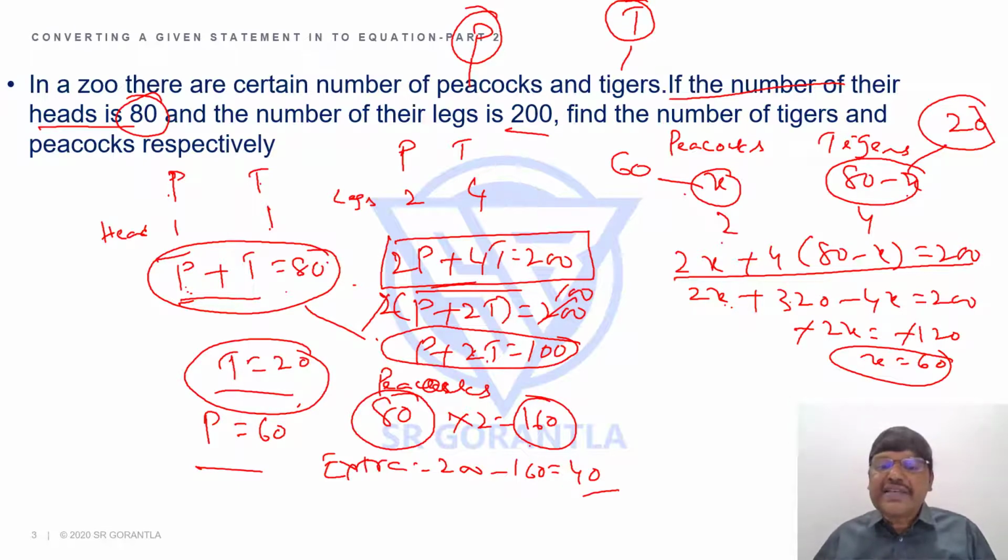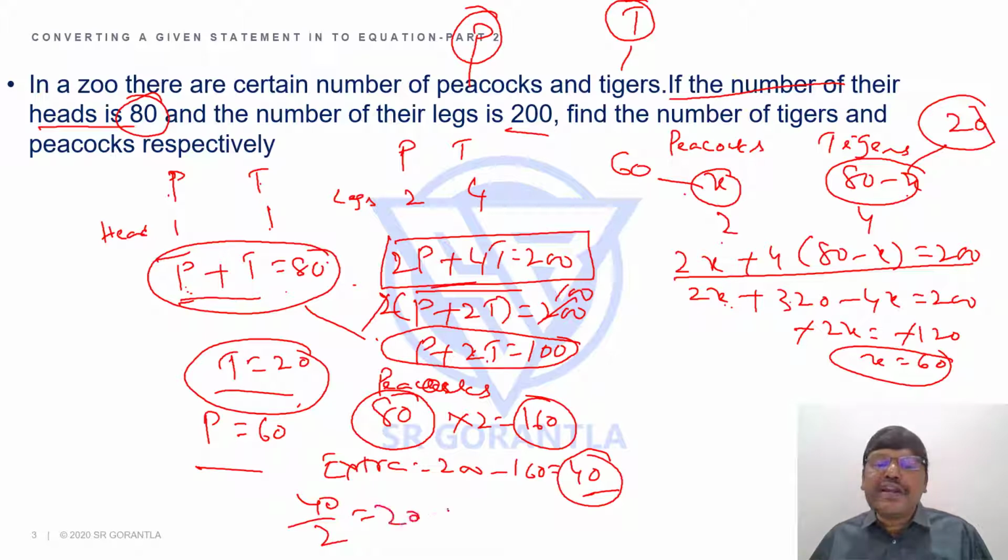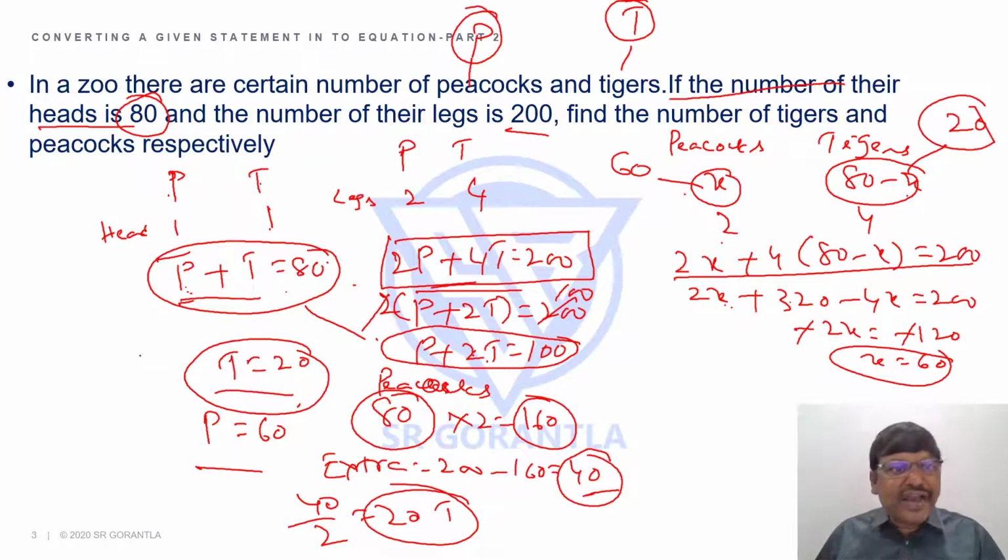There are 40 legs extra, means then how many tigers must be there? Every tiger adds 2 legs extra to the total. How many tigers will add 40 legs extra to the total? Means, students, I can say 40 by 2, 20 tigers. Out of 80, 20 are tigers, means the remaining 60 are peacocks. This is how I can say.